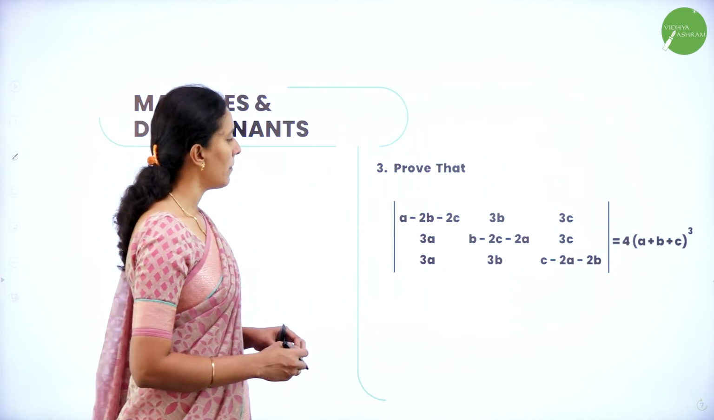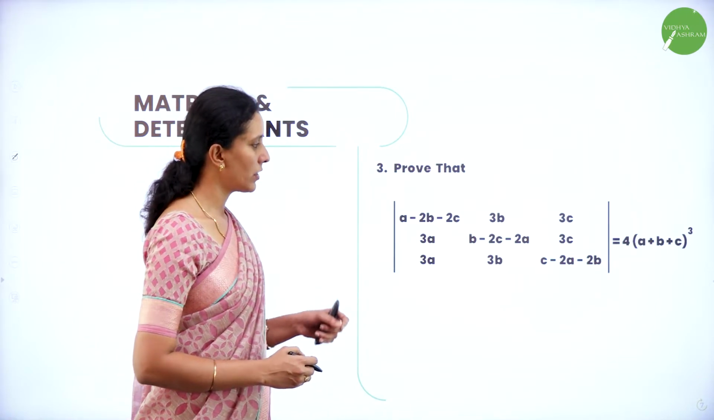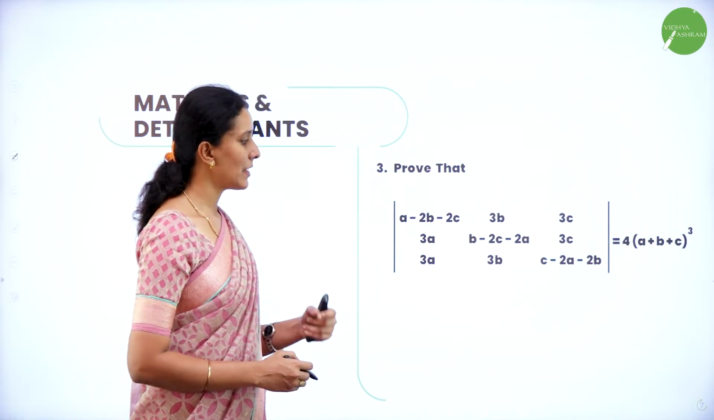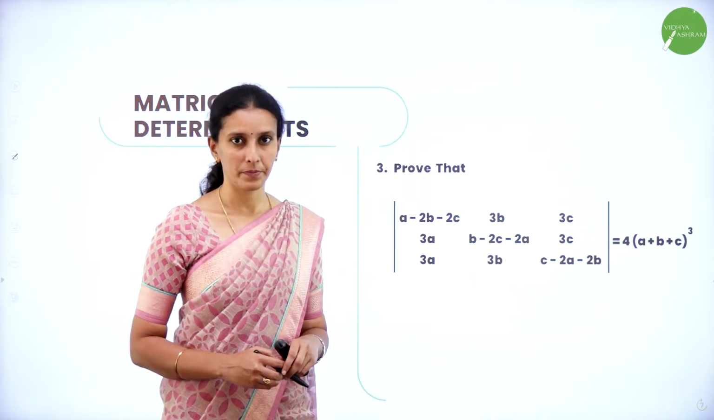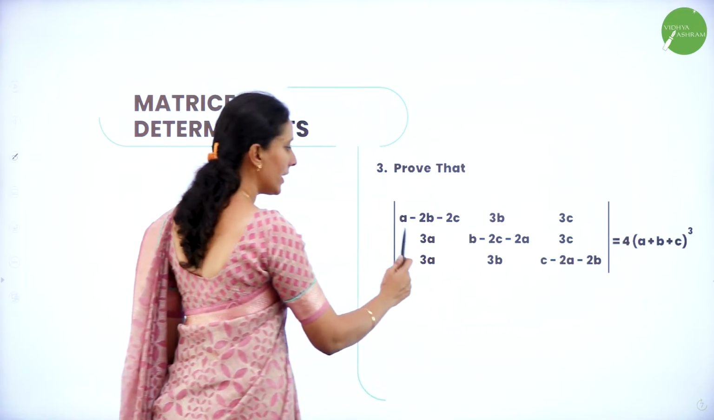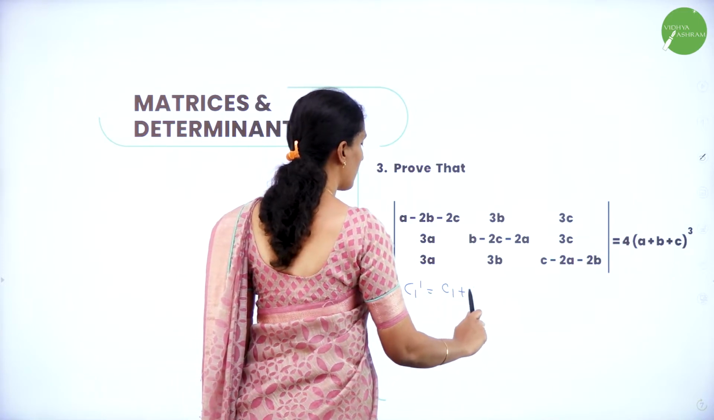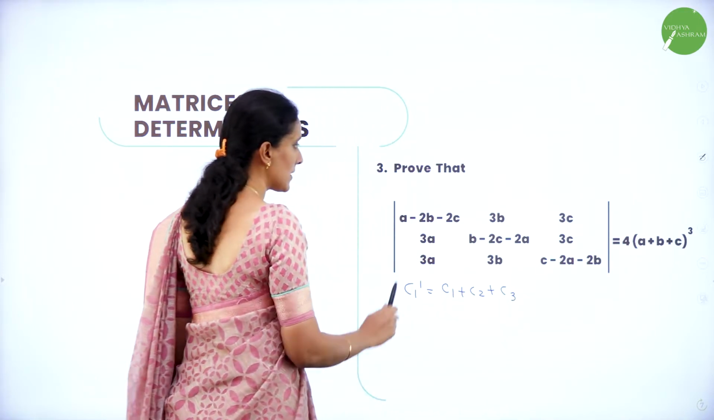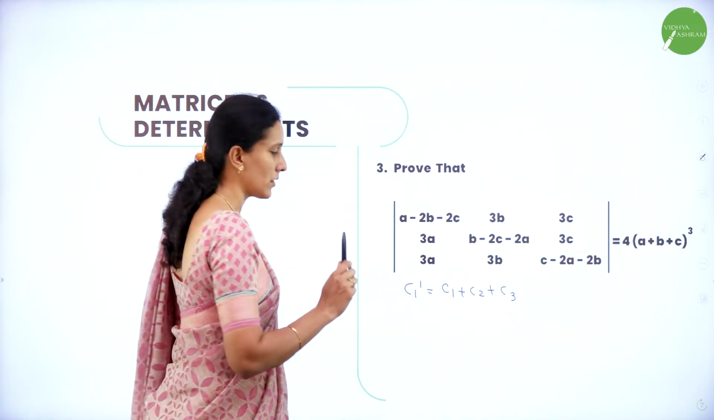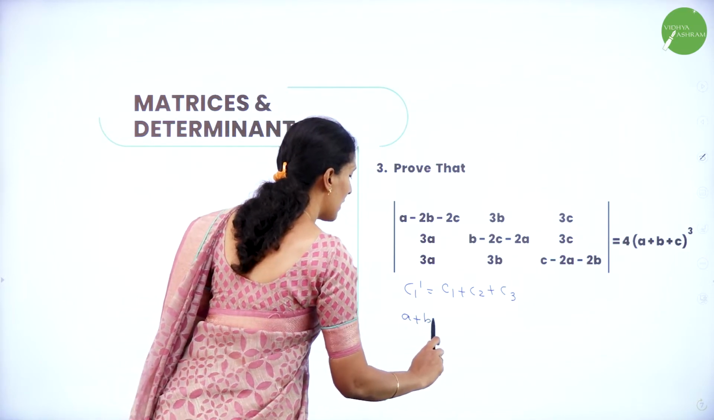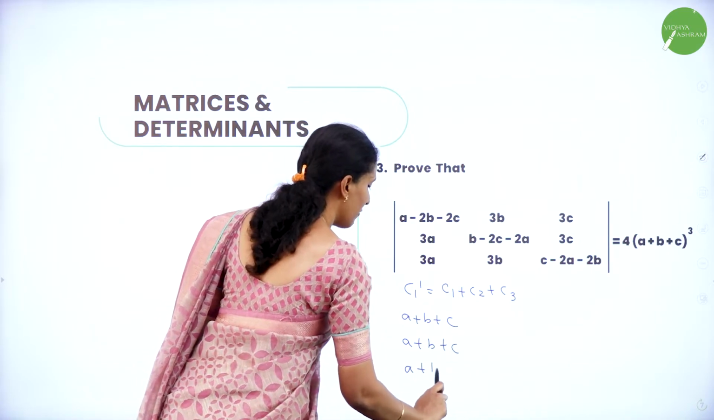Prove that the determinant a minus 2b minus 2c, 3b, 3c; 3a, b minus 2c minus 2a, 3c; 3a, 3b, c minus 2a minus 2b is equal to 4 times a plus b plus c whole cube. So here, let me add all these 3 column elements to the first column. That is C1 dash is C1 plus C2 plus C3. What happens? Minus 2b plus 3b, b; minus 2c plus 3c becomes c. So the first column becomes a plus b plus c for all the elements.